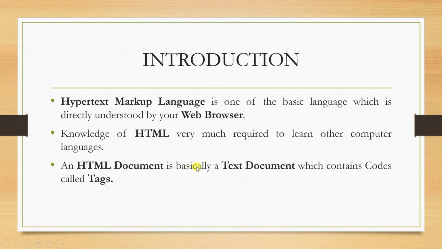An HTML document is basically a text document which contains codes called tags. So what this one is trying to say is that any HTML document is very similar to the text document, okay, and the codes inside that document are called tags. These tags we are going to study in the next slide. So let's move quickly to the next slide so that we can learn the tags and close this introduction part.